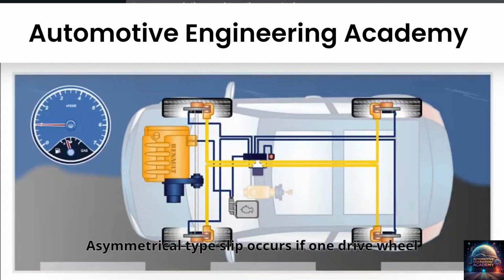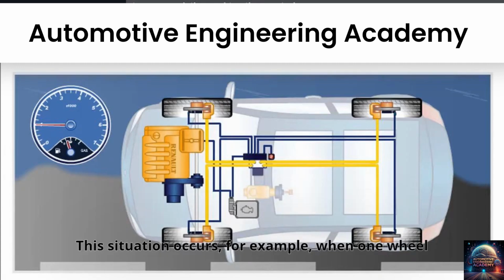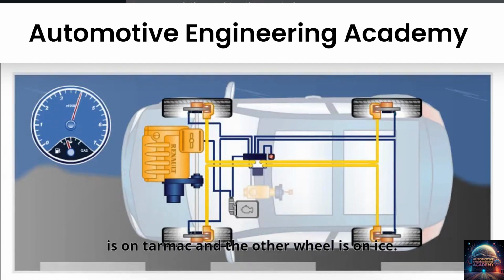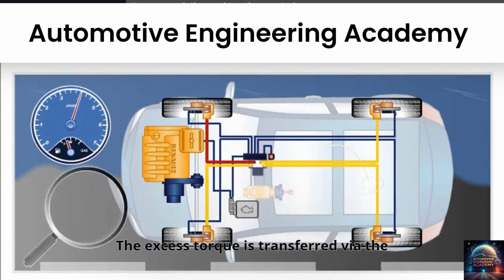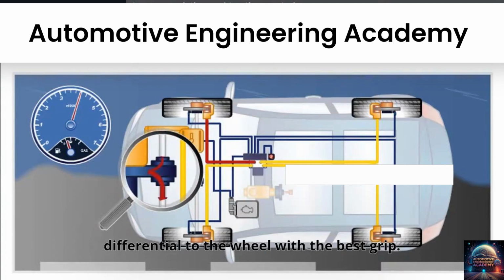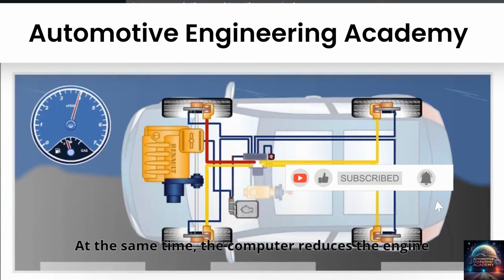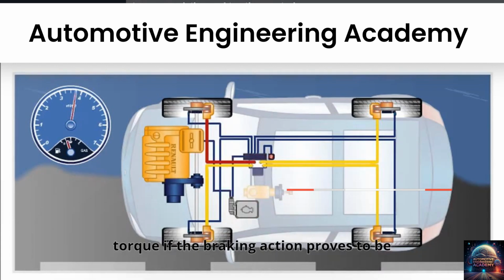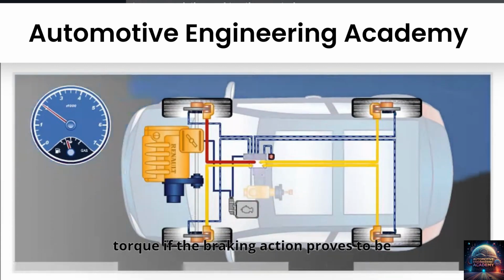Asymmetrical type slip occurs if one drive wheel is turning at a different speed to the other wheels on the vehicle. This situation occurs, for example, when one wheel is on tarmac and the other wheel is on ice. The computer for the electronic stability program controls the braking for the wheel that is slipping. The excess torque is transferred, via the differential, to the wheel with the best grip. At the same time, the computer reduces the engine torque if the braking action proves to be insufficient.